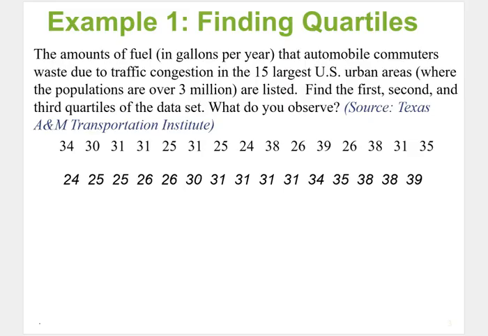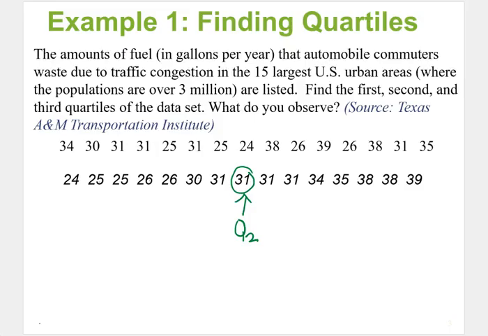The first thing I find is Q2 because that divides the data in half. There are 15 values, so there will be 1 in the middle because it's odd. So there would be 7 on the bottom half, 1, 2, 3, 4, 5, 6, 7. This would be our Q2, and then there should be 1, 2, 3, 4, 5, 6, 7 on the top half. So that is my Q2. It's the median of all of the data.